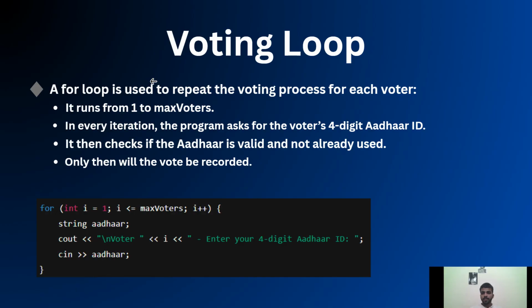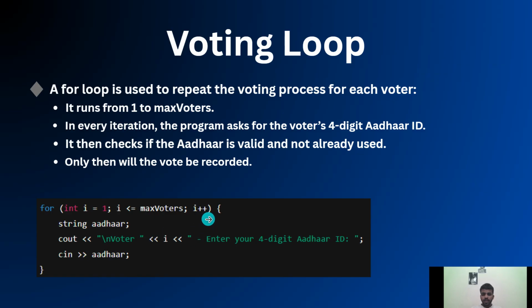Here is the voting loop. A for loop is used to repeat the voting process for each voter, running from 1 to maximum voters. The for loop initializes integer i equal to 1, with i less than or equal to maximum voters. In every iteration, the program asks the voter for a 4-digit Aadhaar ID. For each voter, the first voter enters, and then the next is asked.